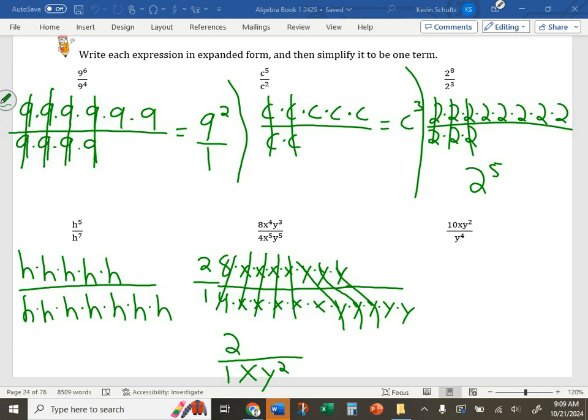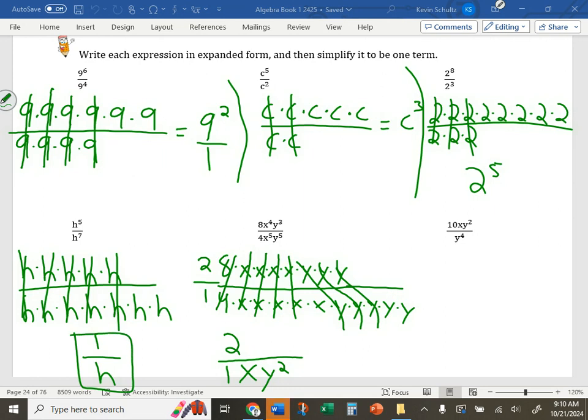You can see that you'll have 2 h's left over, right? Whether you use the rule or cancel them out, you've got 1, 2, 3, 4, 5 pairs that are gone. You've got 2 left. Where are they? In the denominator. So if everything cancels out in the numerator, what goes there? 1. Has to be a 1.